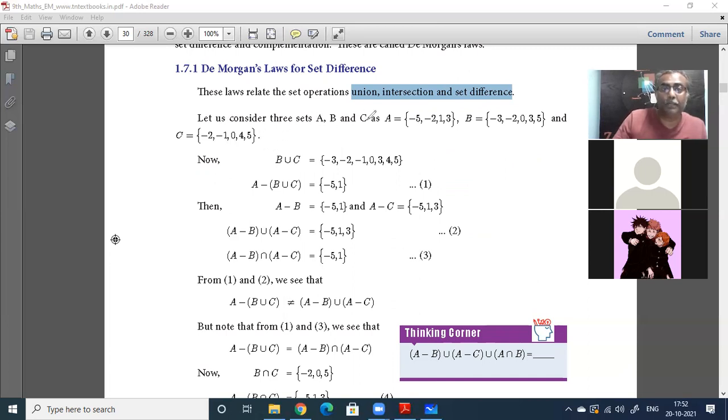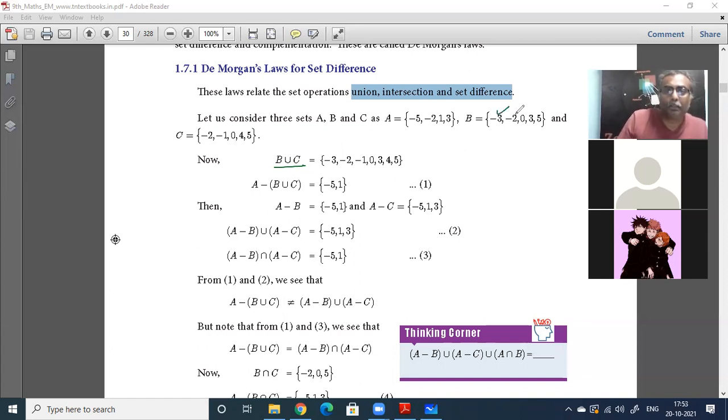Consider three sets A, B, and C. A is equal to {-5, -2, 1, 3}. B is equal to {-3, 2, 0, 3, 5}. C is equal to {-2, 1, 0, 4, 5}. Now let us see what he is doing. First he is making B union C.